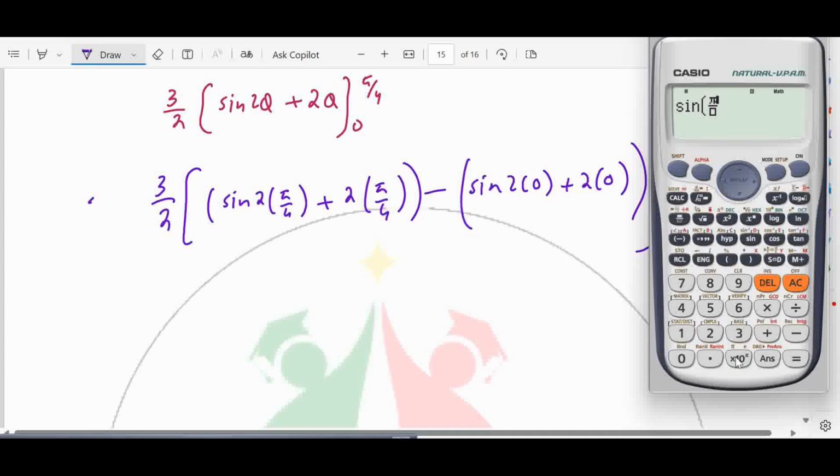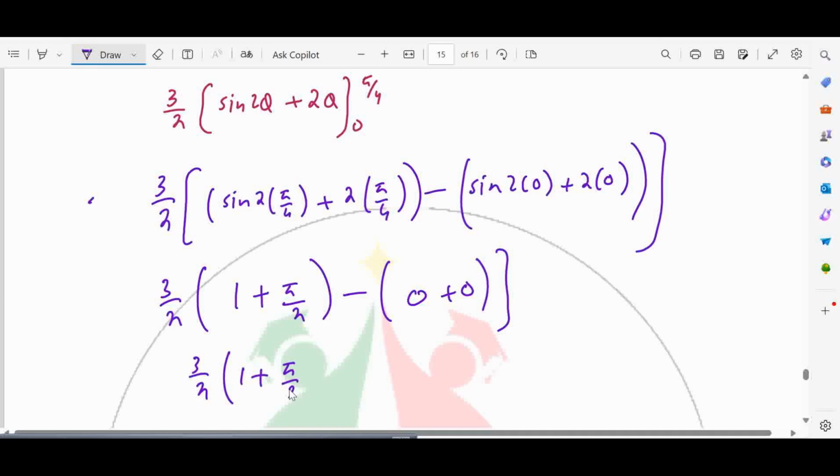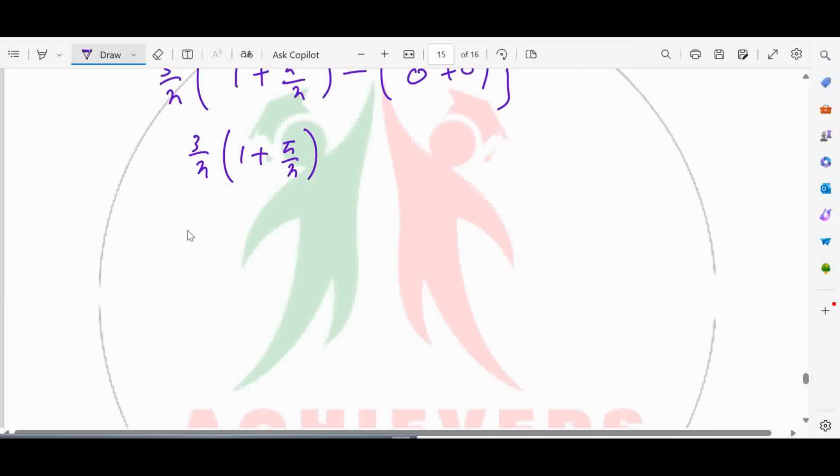Sine pi by 2 is 1. So we can write it as 3 by 2 into 1 plus pi by 2, minus sine 0 which is 0, plus 0. So finally we can say 3 by 2 multiplied by 1 plus pi by 2. But we need to find out the exact answer, so we will not follow this form. We will simply write it as 2 plus pi whole divided by 2.